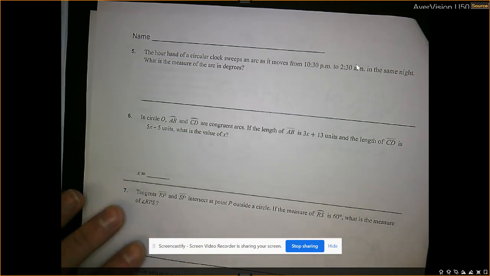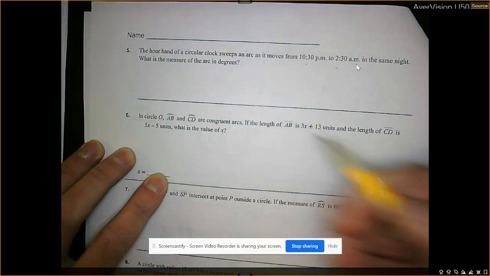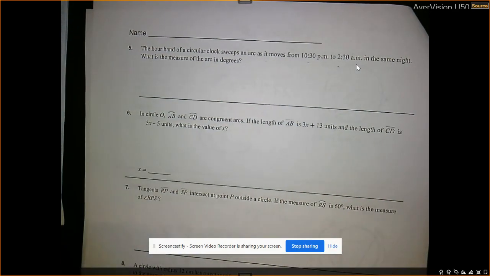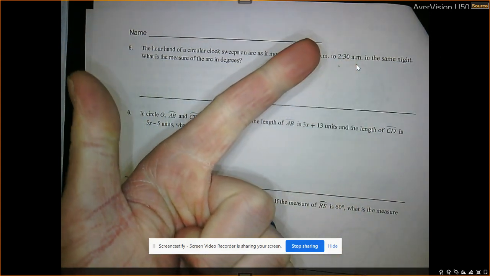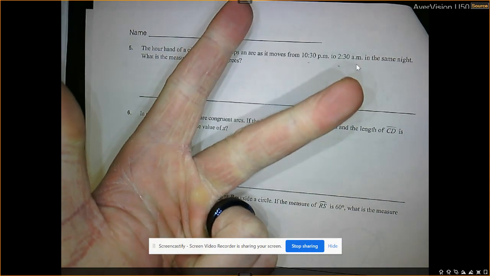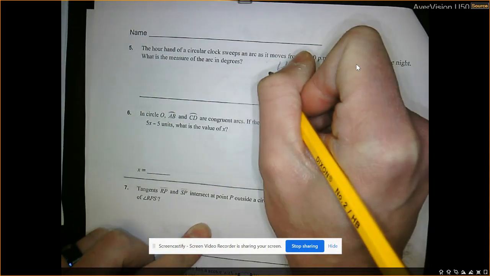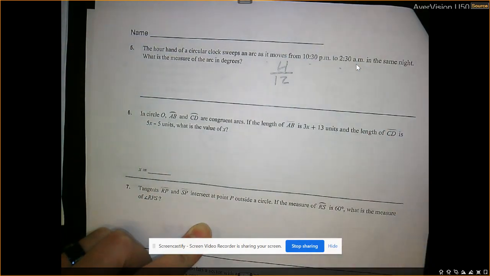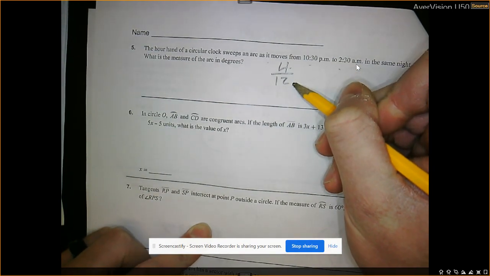So the hour hand of a circular clock sweeps an arc as it moves from 10:30 to 2:30 a.m. Okay, the same night. Well, think about this. How many hours are passing? If we're going 10:30 to 11:30, that's 1 hour, to 12:30, to 1:30, to 2:30. That is 4 hours, and there are 12 hours in a full rotation of a clock. So I say 4 hours out of the 12 hours in a clock.